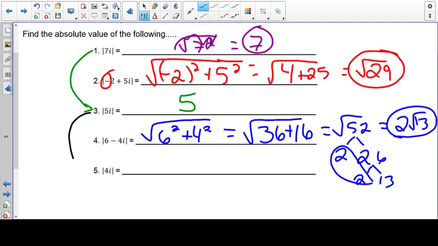And then like here, just like 1 and 3, this one's only a single number. So it's just going to be whatever that number is.